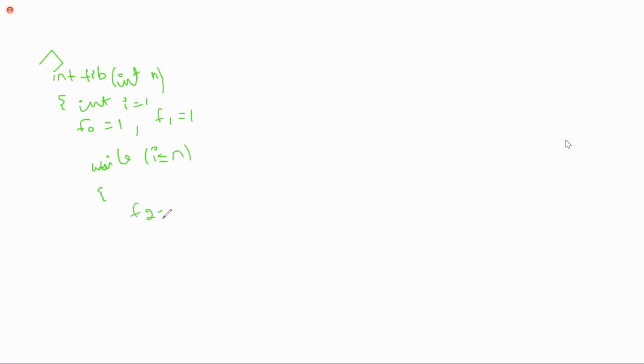f2 is equals to f naught plus f1, and so that I'm storing first f naught, f naught is equals to f1, and f1 is equals to f2. Updating the value. This is nothing but the logic using the iterative method. Either you can use the iterative method, or else in the while part you can replace this with a for loop.